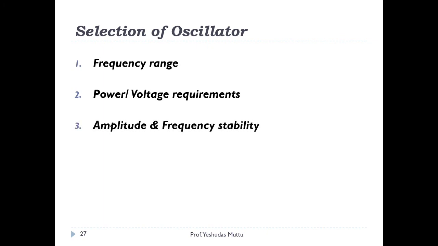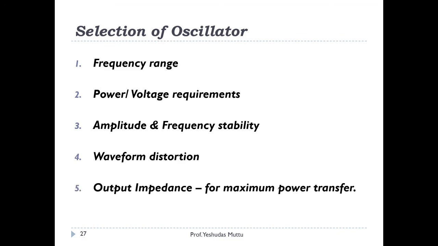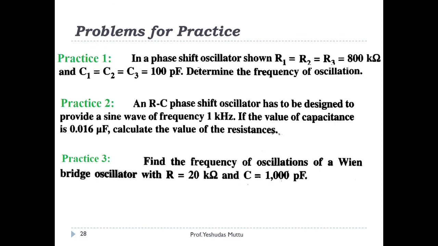Then amplitude and frequency stability, we have just discussed in the previous slides. Waveform distortion: it should produce less distortion or no distortion. And finally, output impedance for maximum power transfer, because the oscillator is not the only circuit. You are going to connect that output sinusoid to some other circuit. So impedance matching should happen so that maximum power transfer can take place.